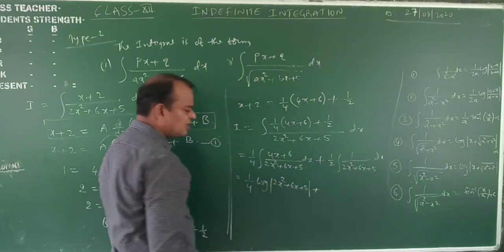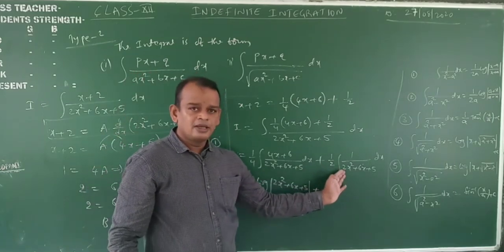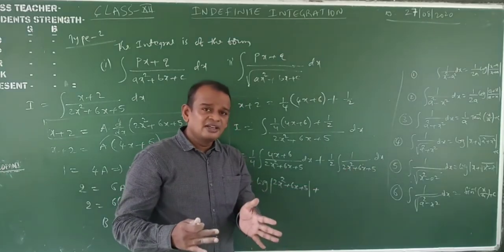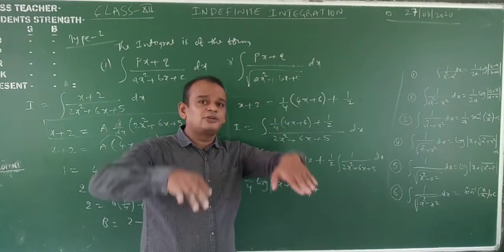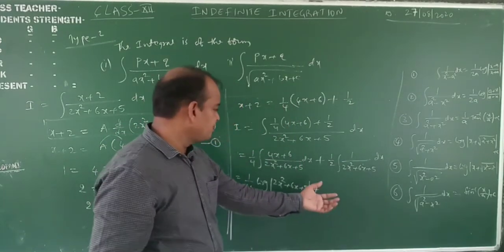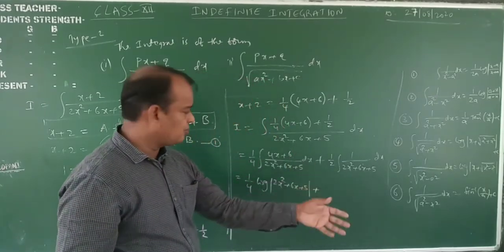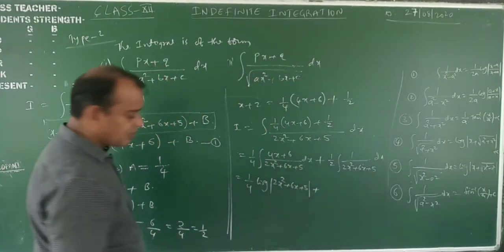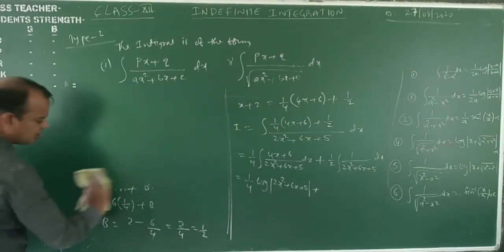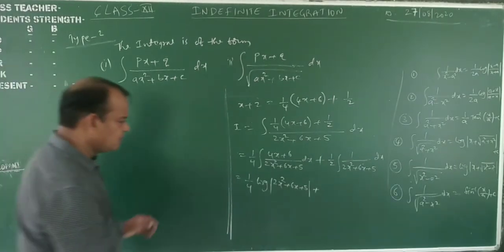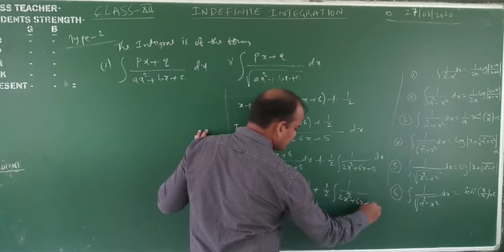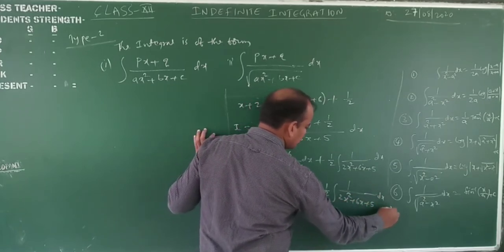Already before I explained type 1: in the form of 1 by ax square plus bx plus c, it can be written as the sum or difference of the perfect squares of two numbers. Now how to do this one? Separately we will do it. We take 2x square plus 6x plus 5 on the side and do it separately. Then plus 1 by 2 into 1 by (2x square plus 6x plus 5). This is considered equation number 2, already before 1 was considered.